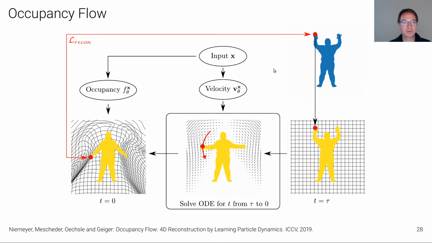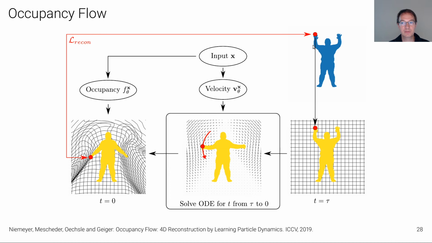Here's an illustration of the approach in general. Here on the right, you can see at time equals tau, a ground truth object. And then you can see here that this object is deformed in our model through time, such that this left arm, for instance, moves downwards at time t equals 0. And we can solve this ODE differentiably. Our model predicts then the occupancy at time equals 0 and the velocity field at all continuous time instances.